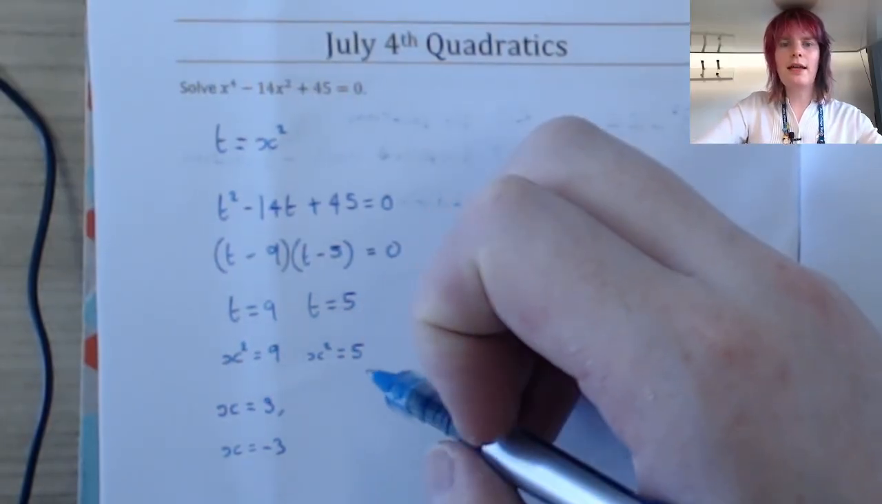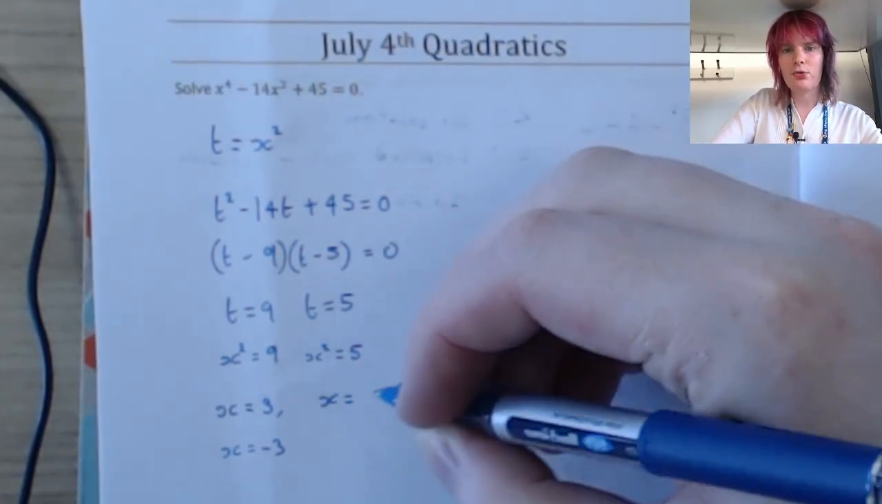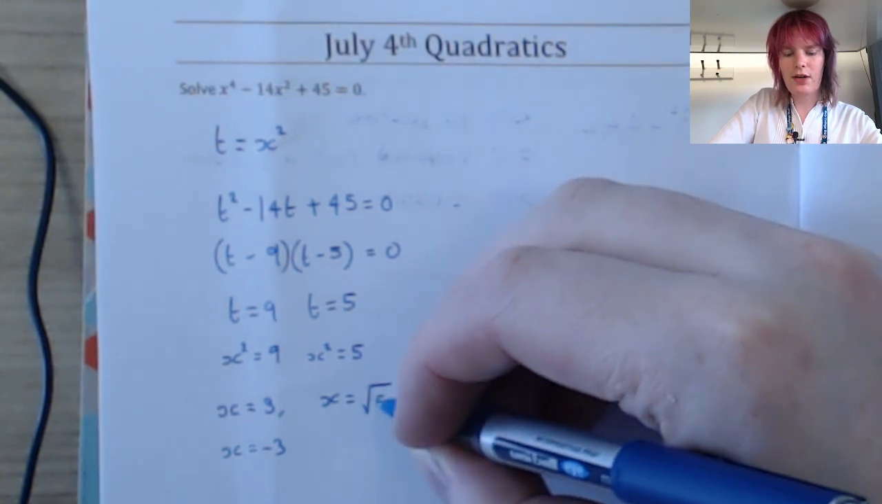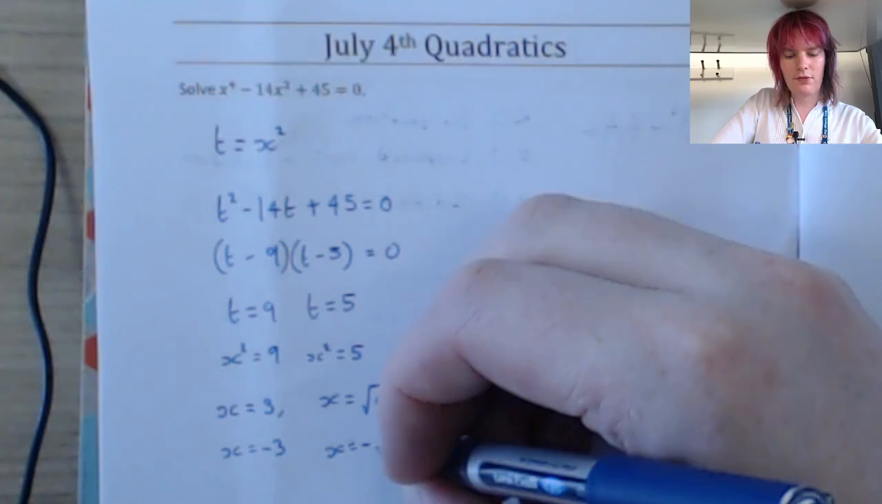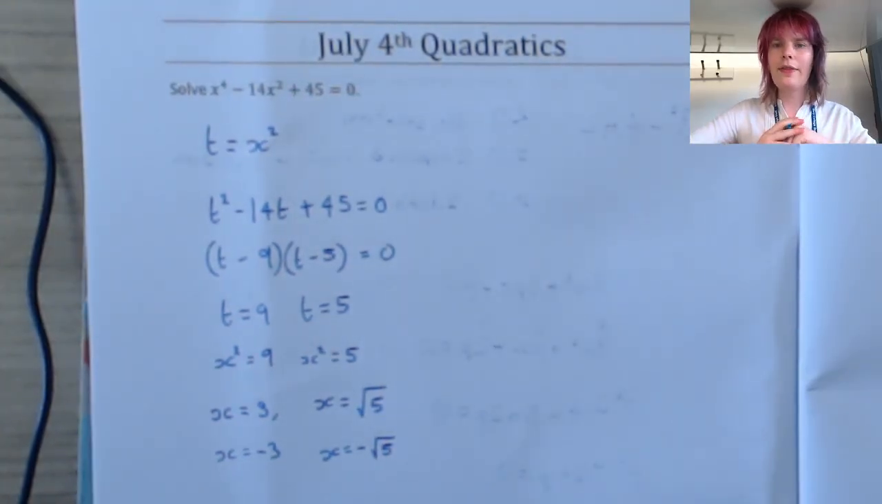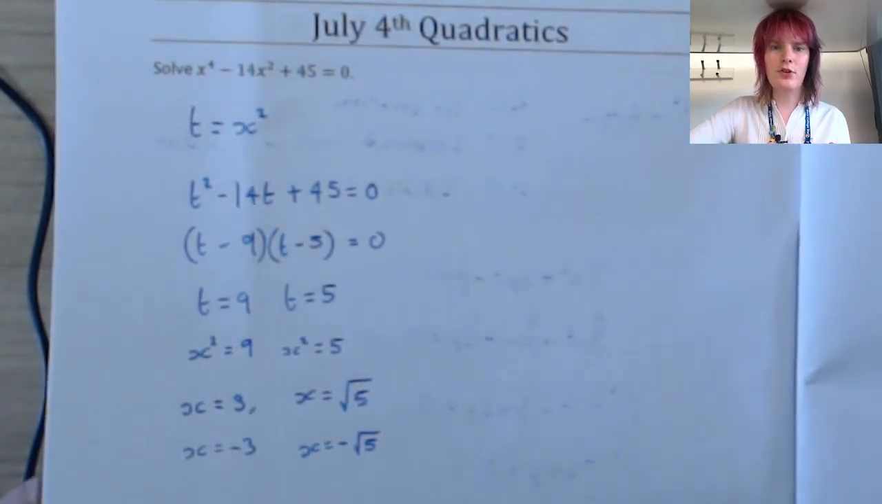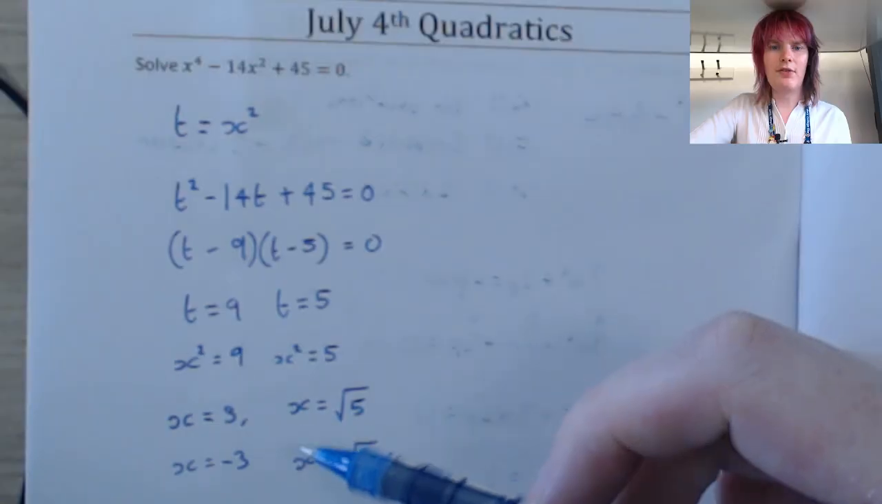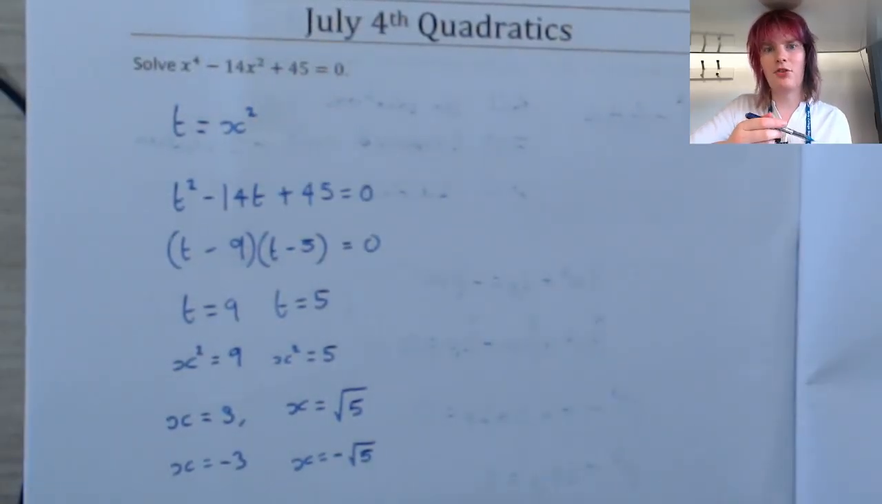Now for x squared is equal to 5, we're going to get that x is equal to the square root of 5, and x is equal to the negative square root of 5. And that's our solution. If you wanted to check that, again, you could put these in as factors and expand that out, and hopefully you would see that they give us our 4 solutions to this quartic equation.